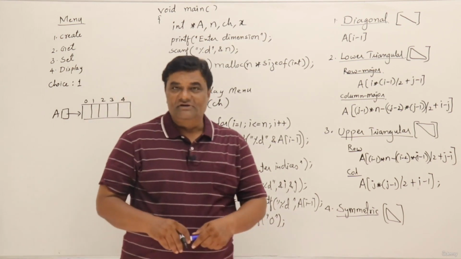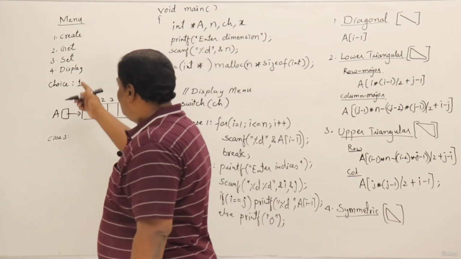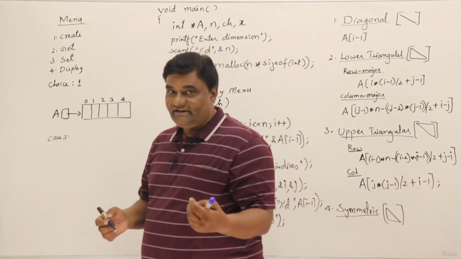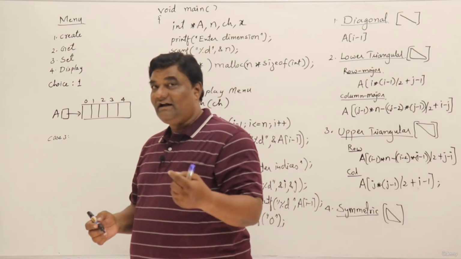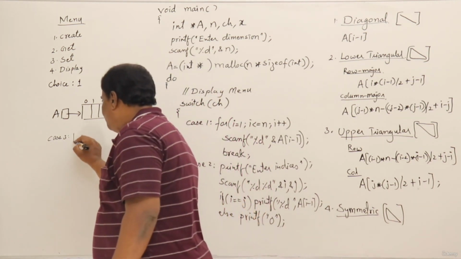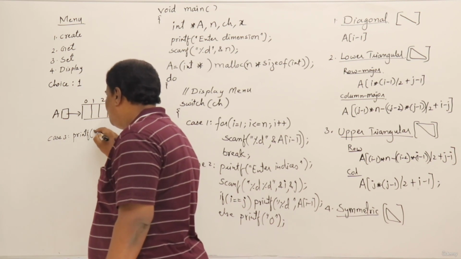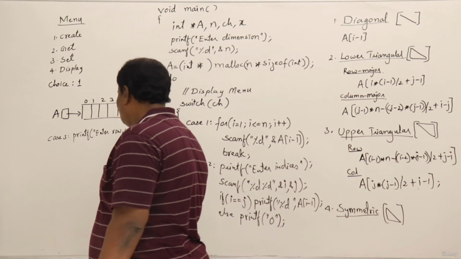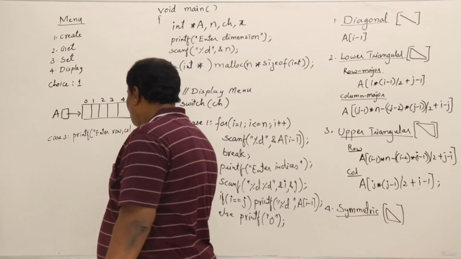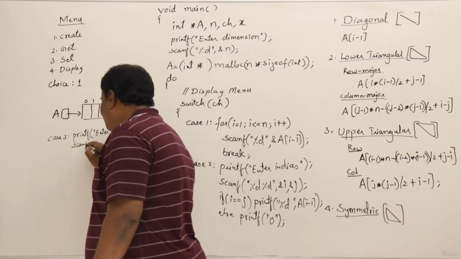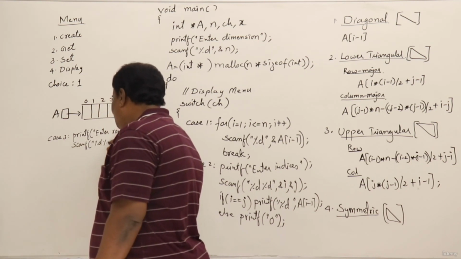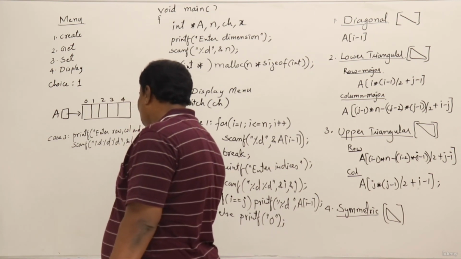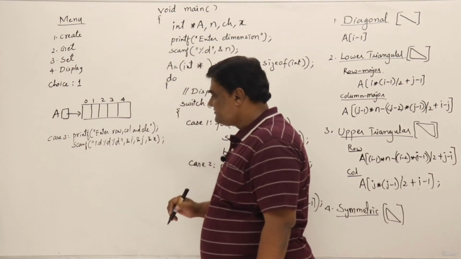Now there is no space, so I'll continue here. Case 3, that is for setting an element at a given index. So I have to take 3 things: row number, column number, and element also. So printf enter row, column, and element. I will read 3 things: scanf percent d, ampersand I, ampersand j, ampersand x. So I'll be reading 3 values.